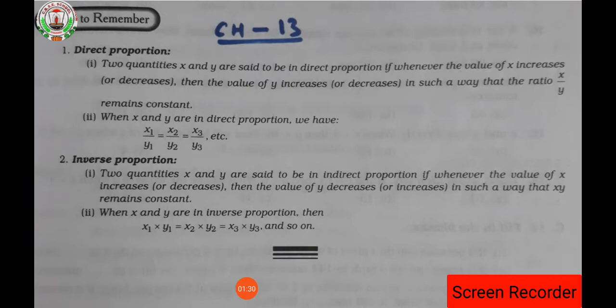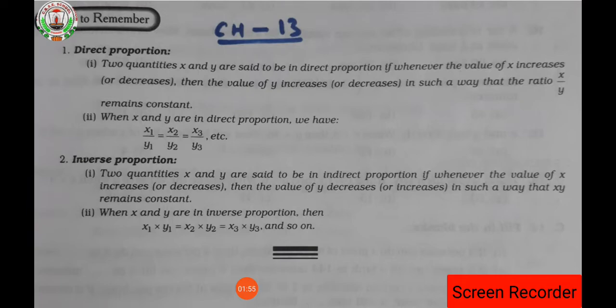Clear? Suppose when x and y are in direct proportion, it means x1 upon y1 is equal to x2 upon y2 is equal to x3 upon y3, and it goes on. It depends on the number of quantities given. Okay, then inverse proportion, it is just the inverse of the direct proportion.